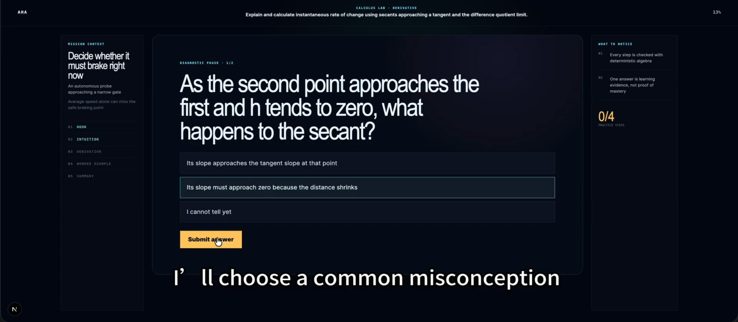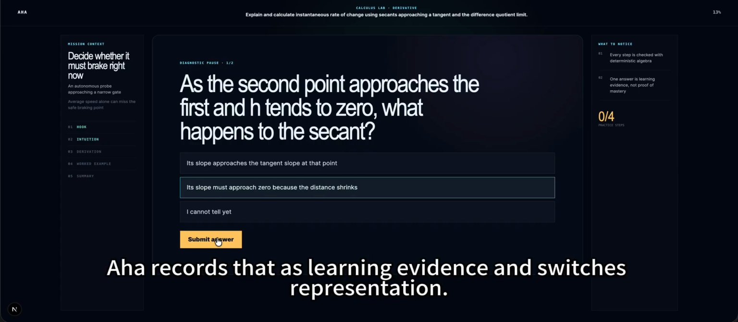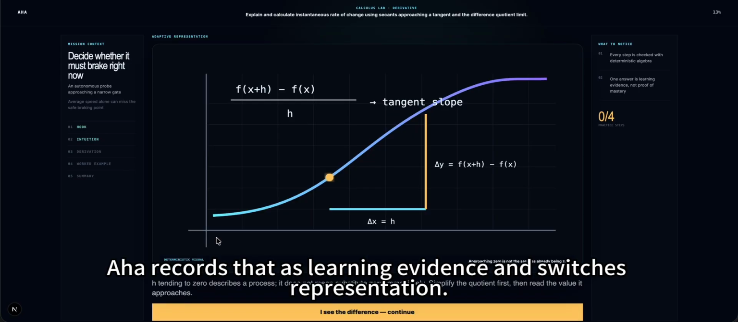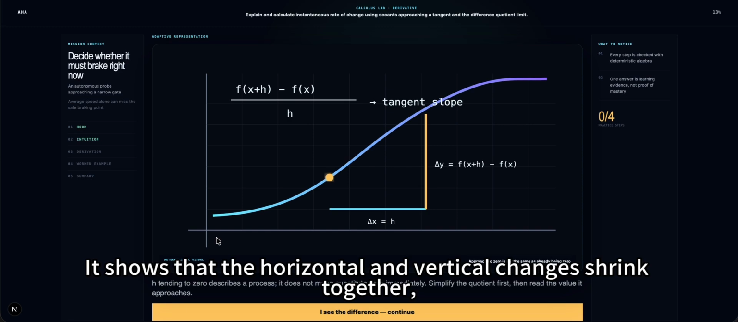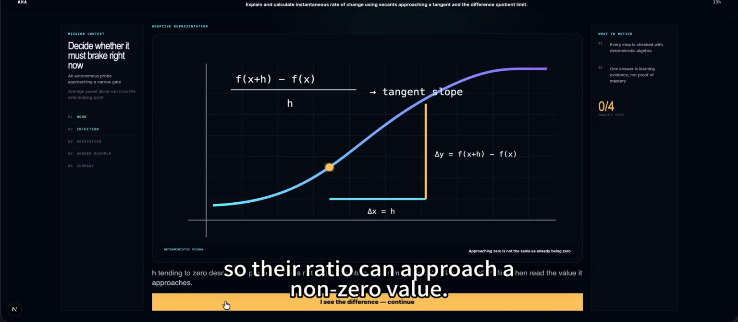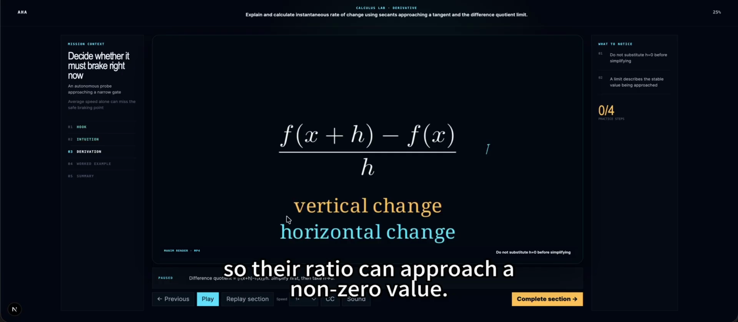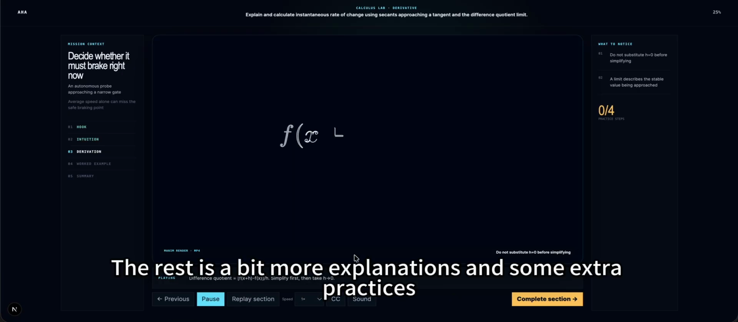I'll choose a common misconception. AHA records that as learning evidence and switches representation. It shows that the horizontal and vertical changes shrink together, so their ratio can approach a non-zero value. The rest is a bit more explanations and some extra practices.